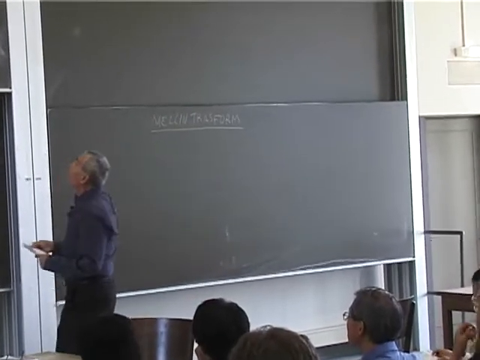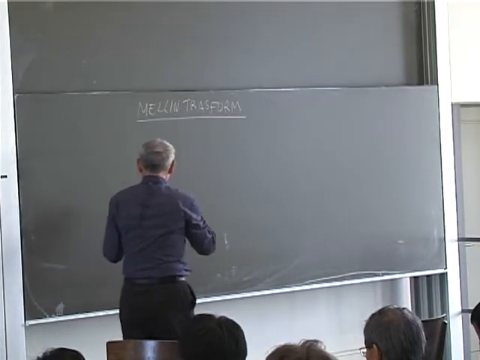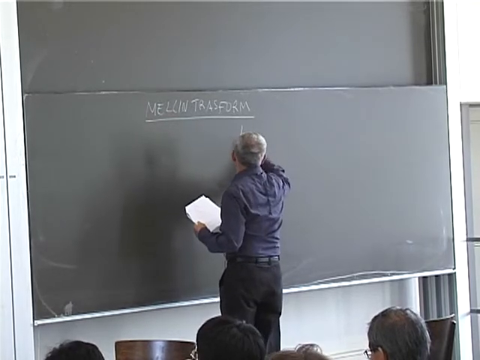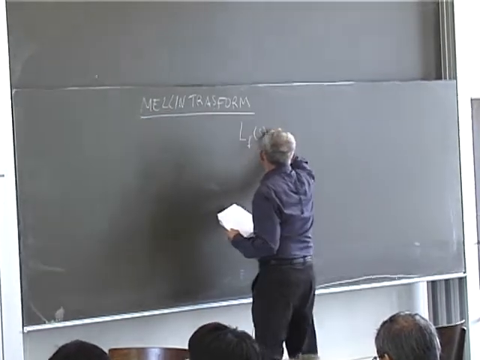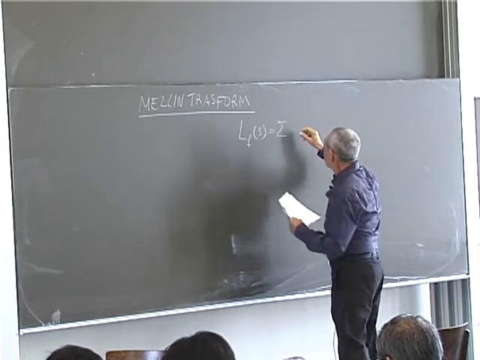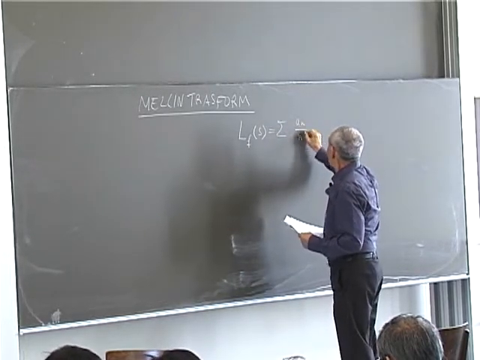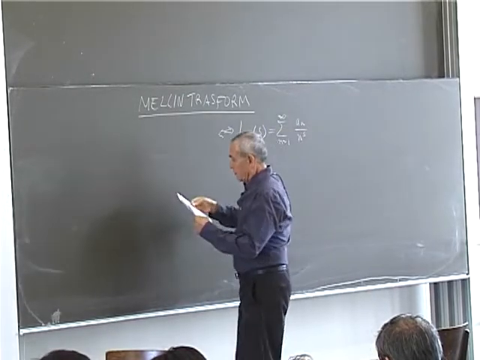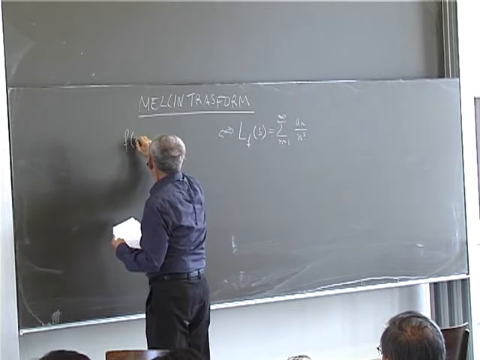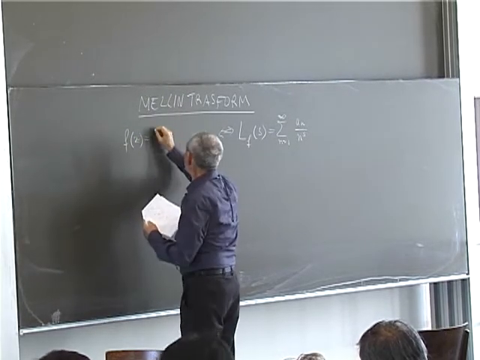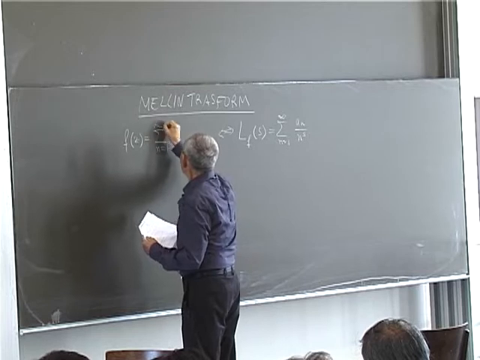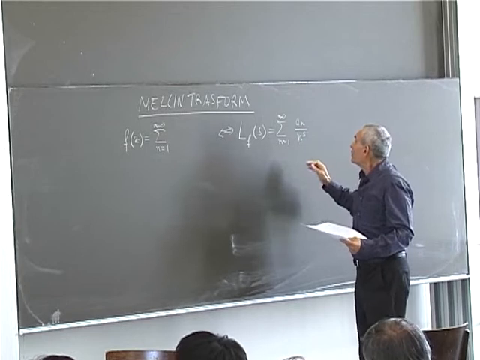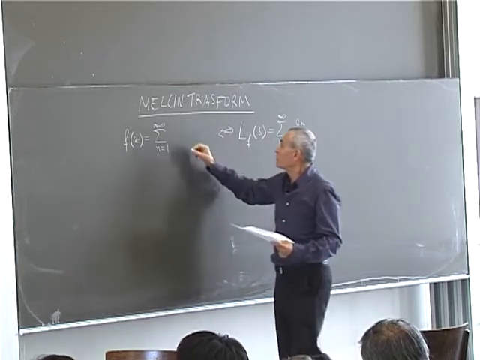Manin transform is something which relates, on the one hand, the Dirichlet series, with the other hand, the function of complex variables, which is given by essentially Taylor series, or rather Fourier series, with the same coefficients.